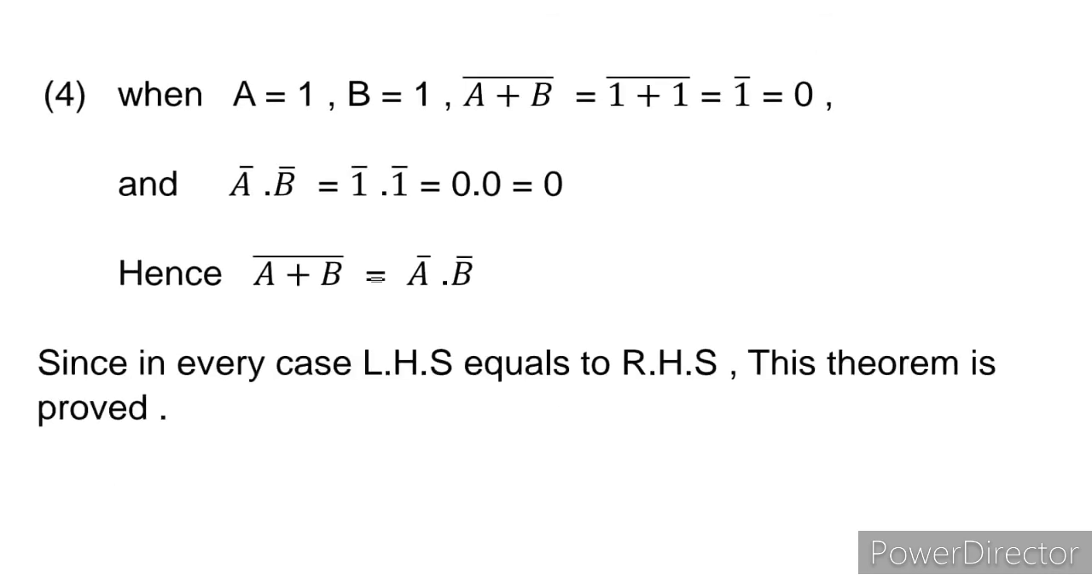Now fourth, when A is 1 and B is 1, (A plus B) bar is equal to (1 plus 1) bar, which is 1 bar, which is 0. And A bar dot B bar is equal to 1 bar dot 1 bar, which is 0 dot 0, which is 0. Hence it proves (A plus B) bar is equal to A bar dot B bar. So in every case LHS equals RHS, and this theorem is proved.